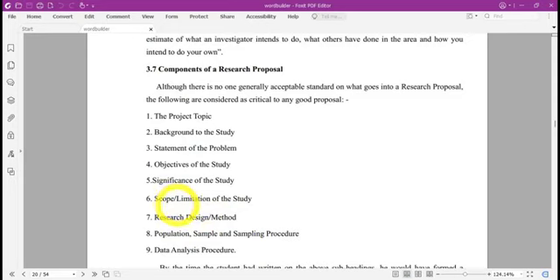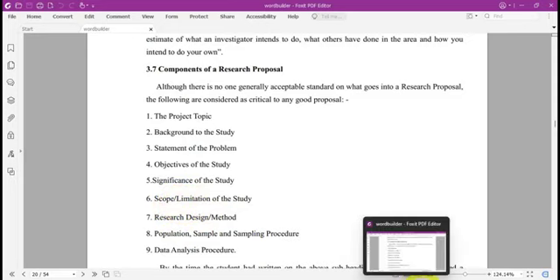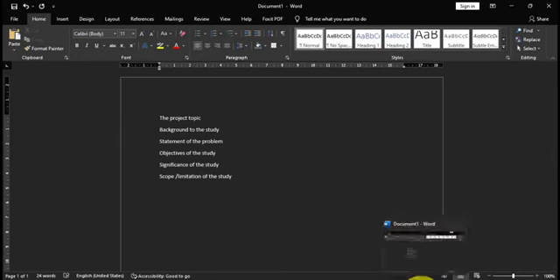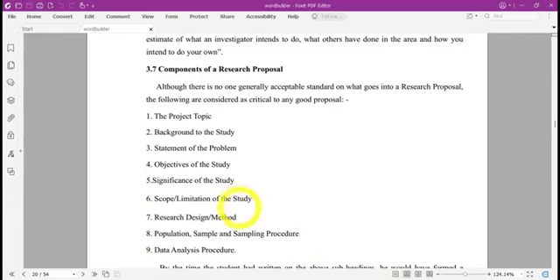The sixth one is scope or limitation of the study. It has to have a scope. How broad it is, how wide is it, the limit of what you're working on. There has to be a scope, kind of where the boundaries are, so to say.